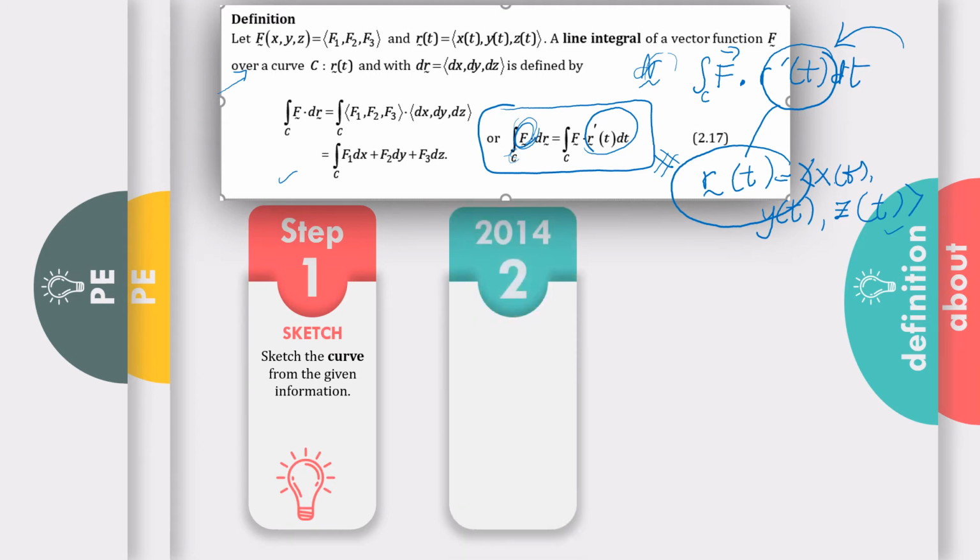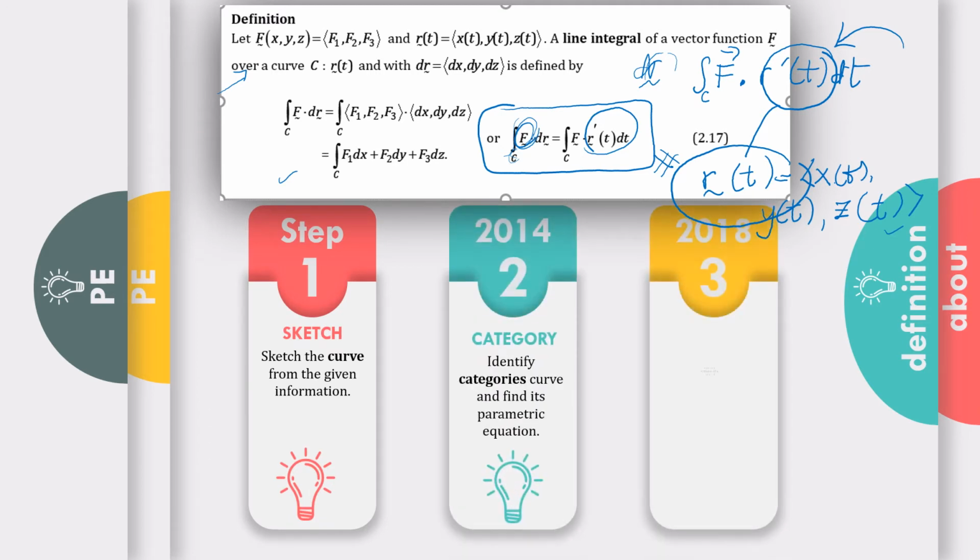So what are the steps of solution? This is step 2 and this is step 3. What are the steps of solution in order to solve for the line integral? The first thing is you need to know how to sketch the curve from the given information. Let's say you are dealing with a line integral where the type of your integral is just a line segment.